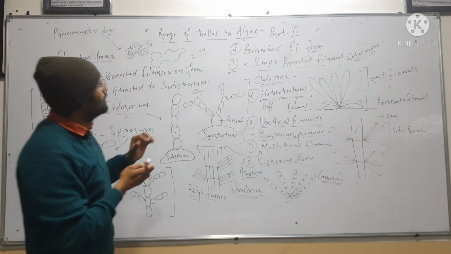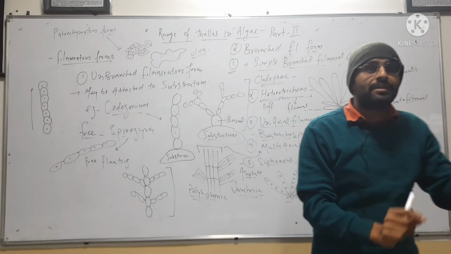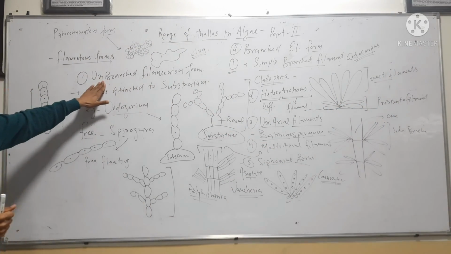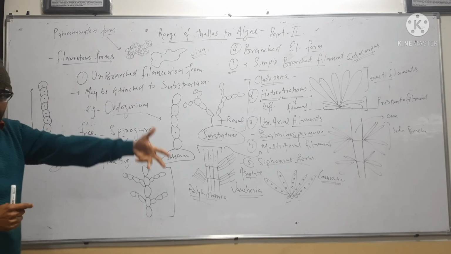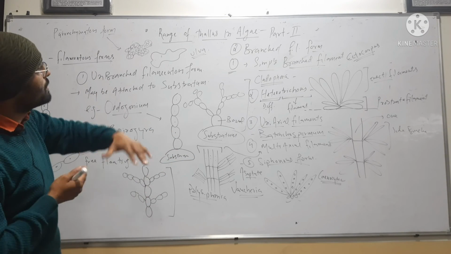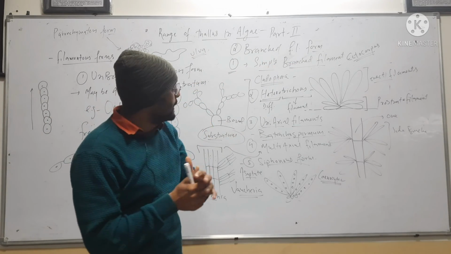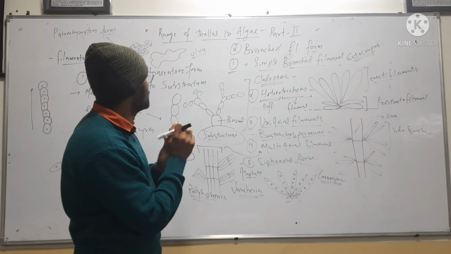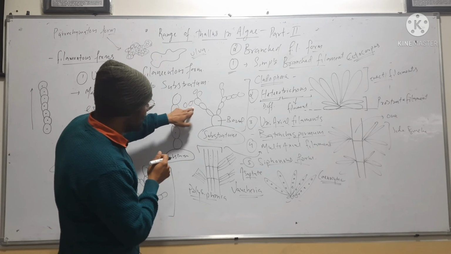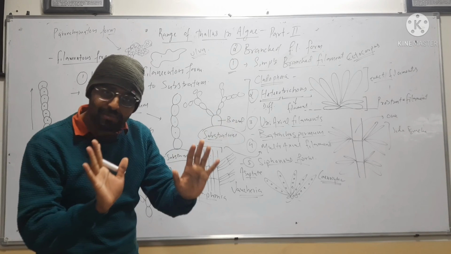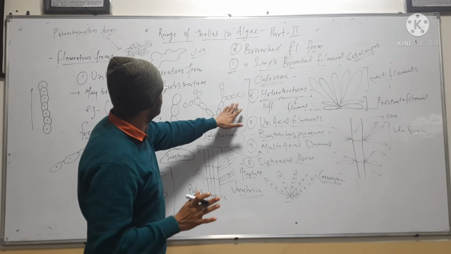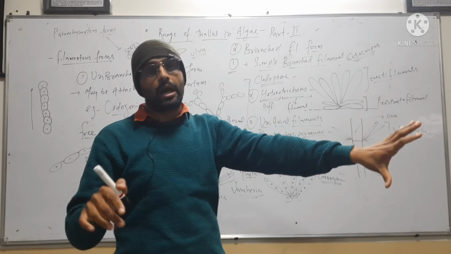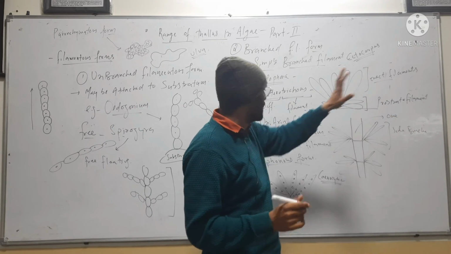So this is all about filamentous form. Filamentous form may be unbranched. In unbranched, it may be attached to substratum or it may be free, or it may be branched. In branched filament, filaments may be simply branched, where one type of filament is there and both the filaments are similar. So it is called simply branched. Or next is heterotrichous, meaning two different types of filament, prostrate filament and erect filament, are there.